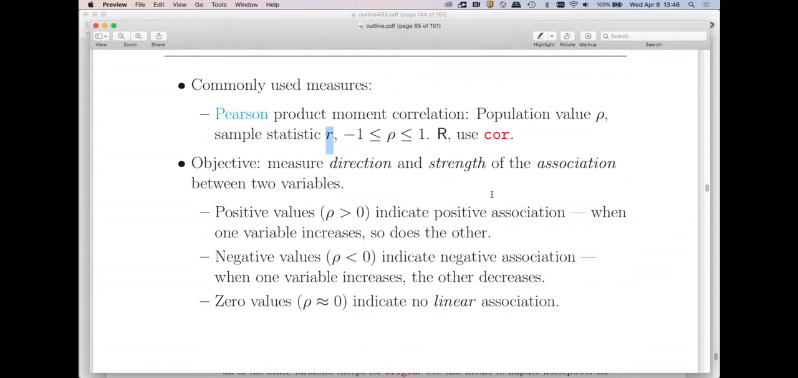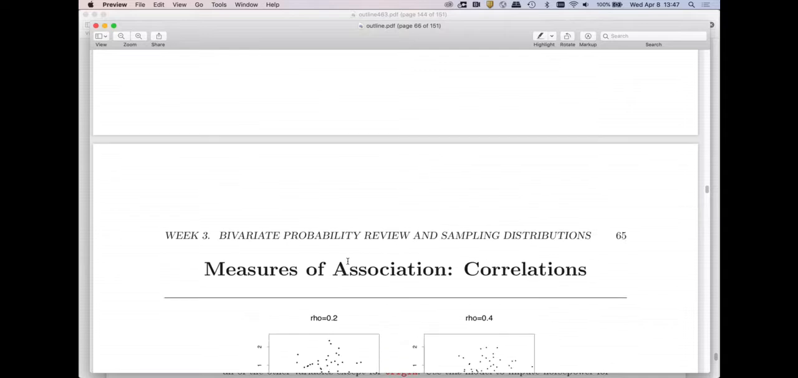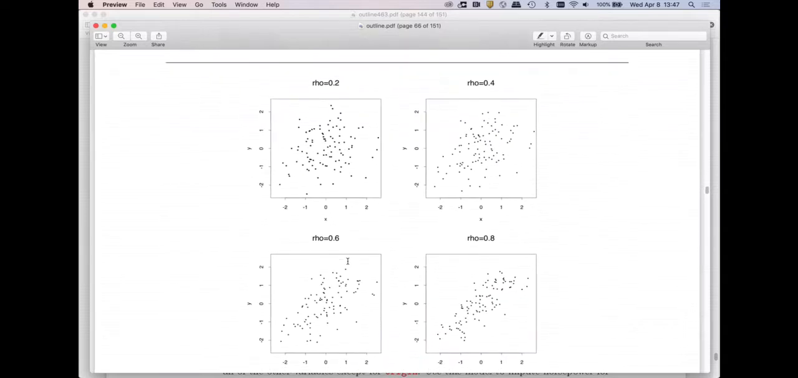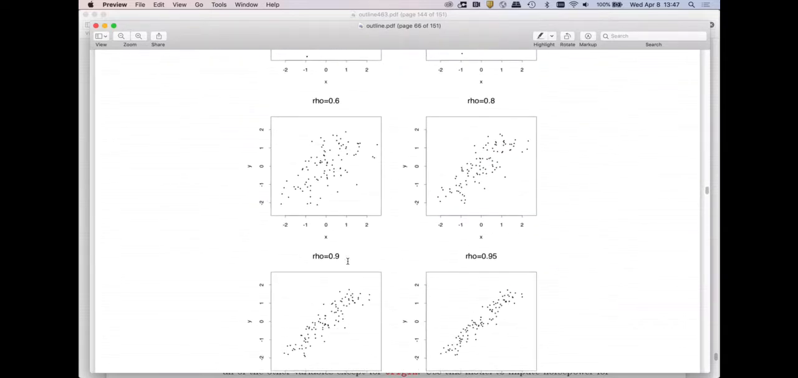Notice my language here. I'm calling it the association. I'm not saying how X causes Y. I'm just trying to summarize how much X and Y go together. So how much are they associated with each other? Values of 0 indicate no linear association. Positive values indicate a positive association. Negative values indicate a negative association. So here are various plots that capture the magnitude part of this.